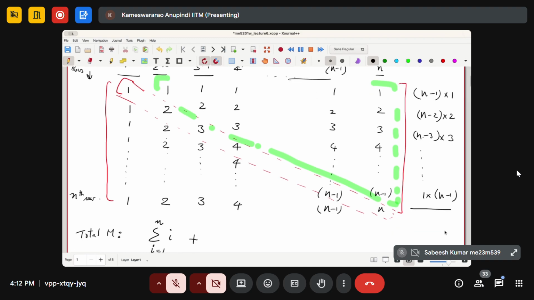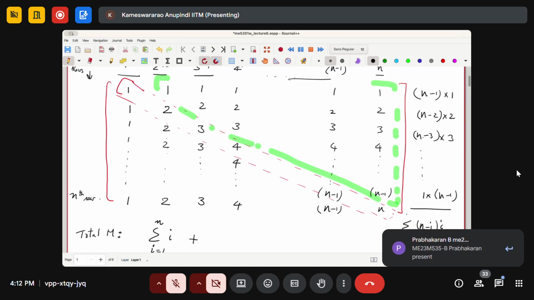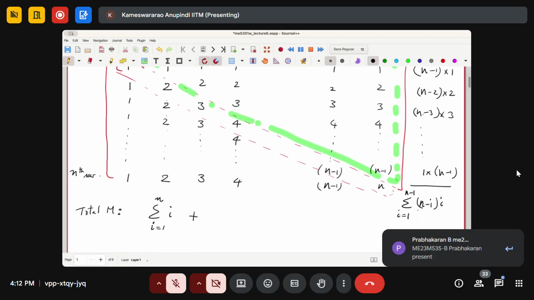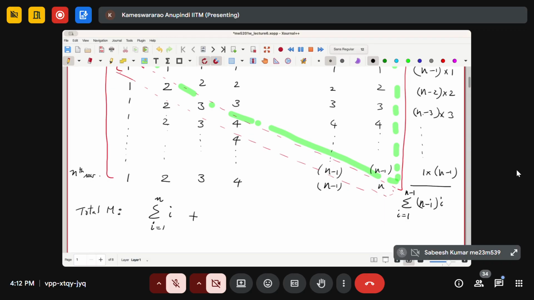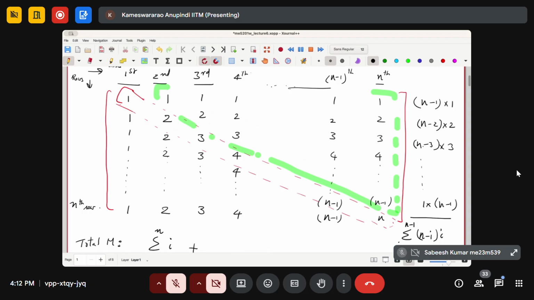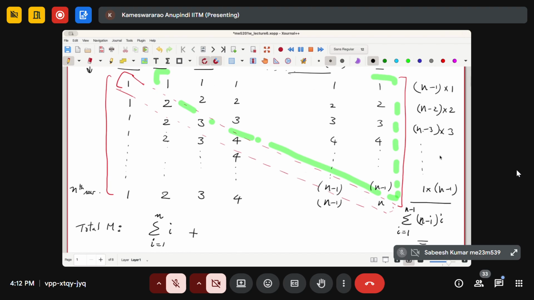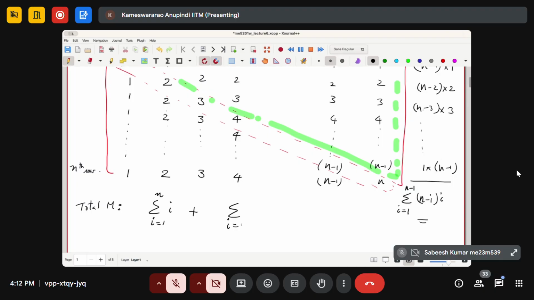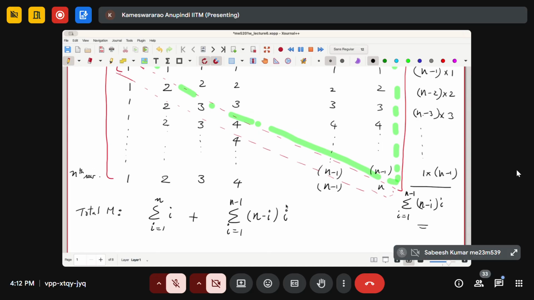Then if I were to sum this, essentially what we have is n minus i times i, summed over i goes from 1 to n minus 1, right? If I substitute 1, I get n minus 1 times 1. That is the first element. If I substitute n minus 1, that gives me 1 times n minus 1. So this is the sum of all these multiplications for the entire green highlighted portion. That means I have sigma i equals 1 to n minus 1 of n minus i times i. Okay, that's what I have.